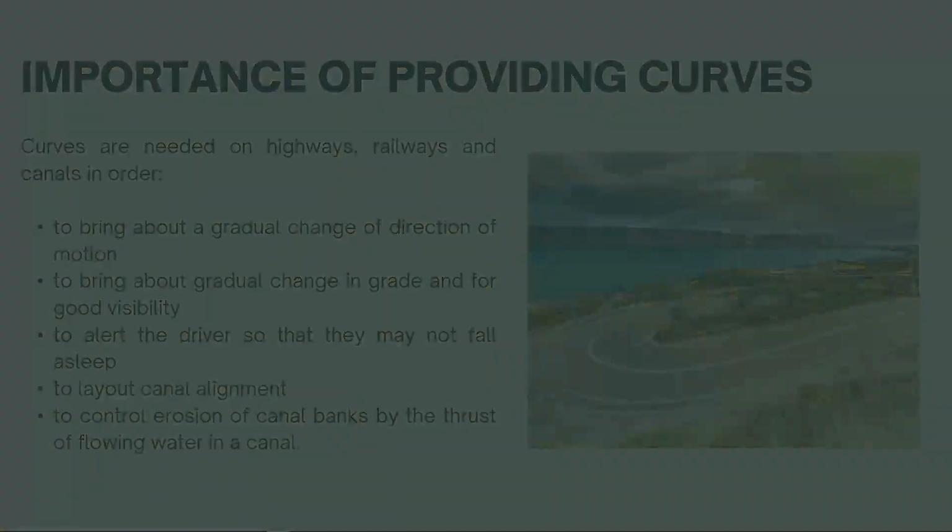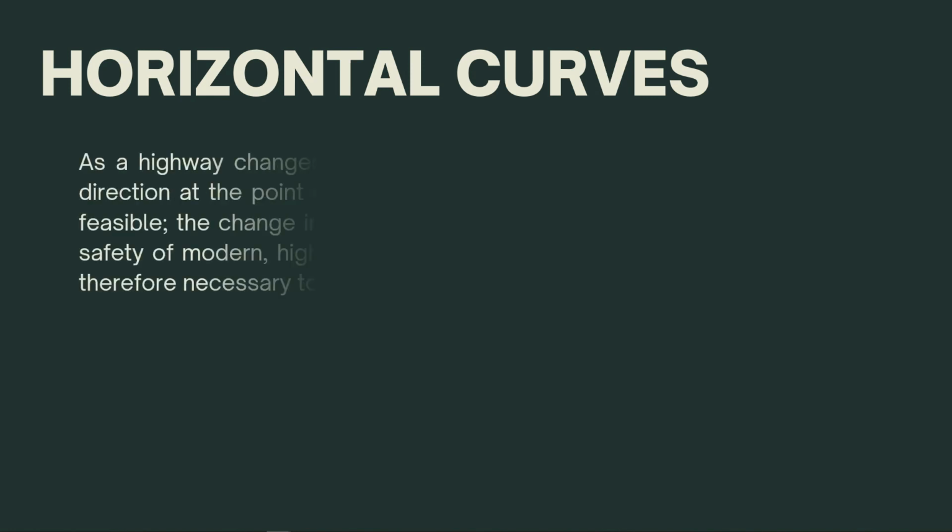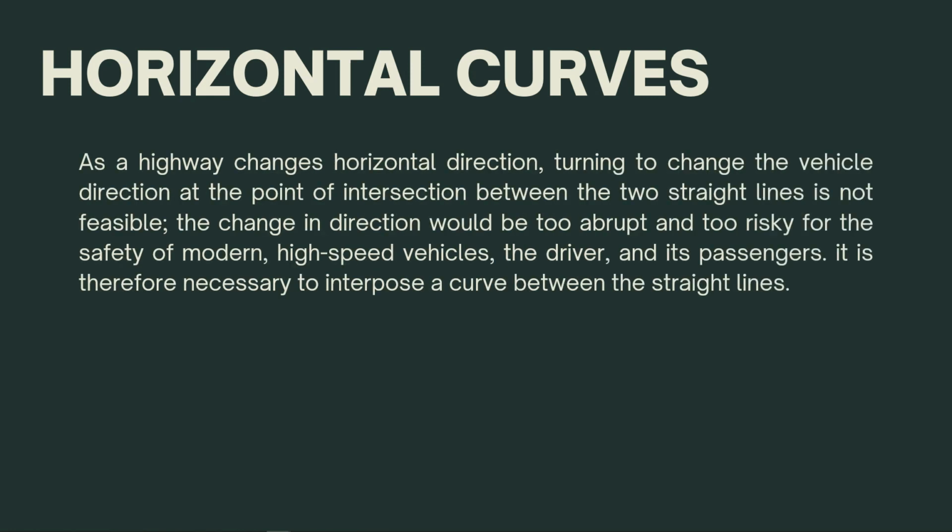Now at this point, let's focus more on the horizontal curves. When a highway changes horizontal direction, turning to change the vehicle direction at the point of intersection between the two straight lines is not feasible. The change in direction would be too abrupt and too risky for the safety of modern high-speed vehicles, the driver, and its passengers. It is therefore necessary to interpose a curve between the straight lines.